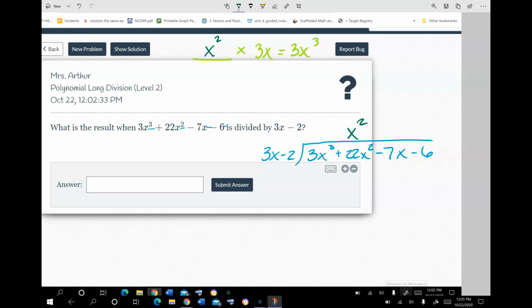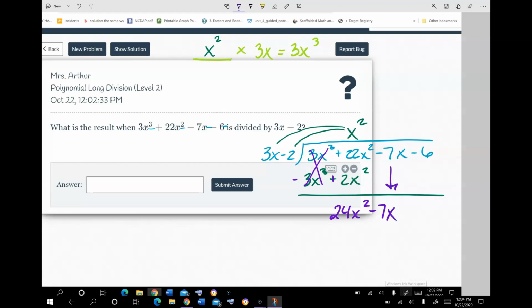Then you're going to multiply. X squared times 3x is 3x cubed. X squared times negative 2 is negative 2x squared. All right, draw your line. Change your signs. This goes to negative. Let's change our color. This goes to negative. That goes to positive. This cancels. 22 plus 2 is 24. Drop the x squareds down. Bring down the next guy, negative 7x.